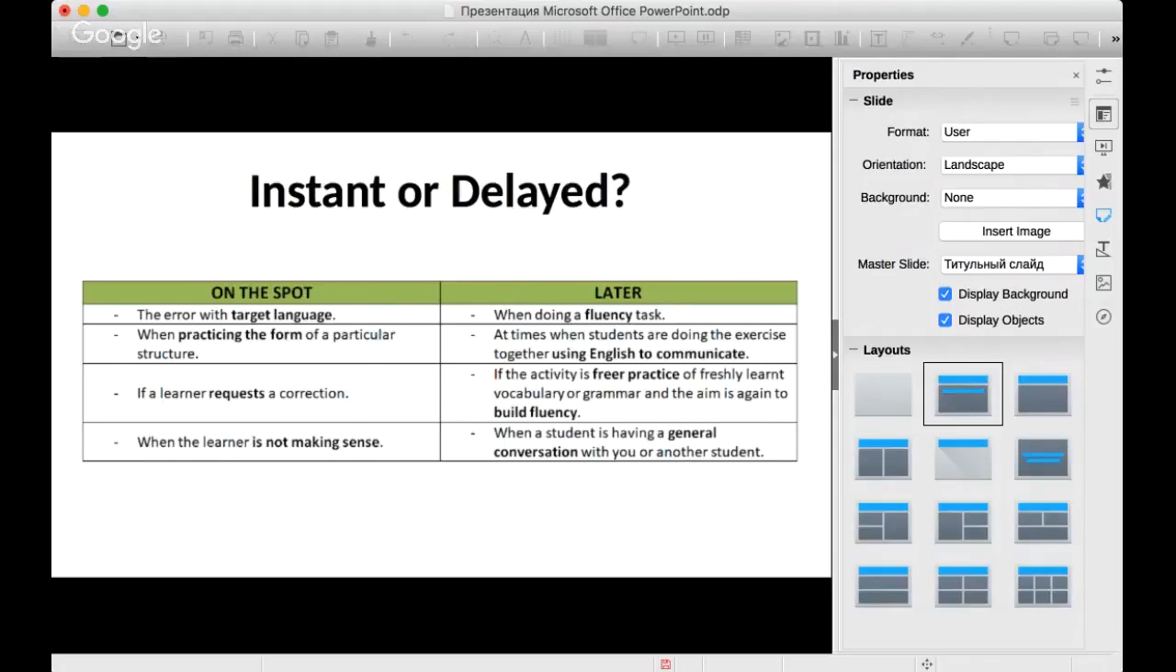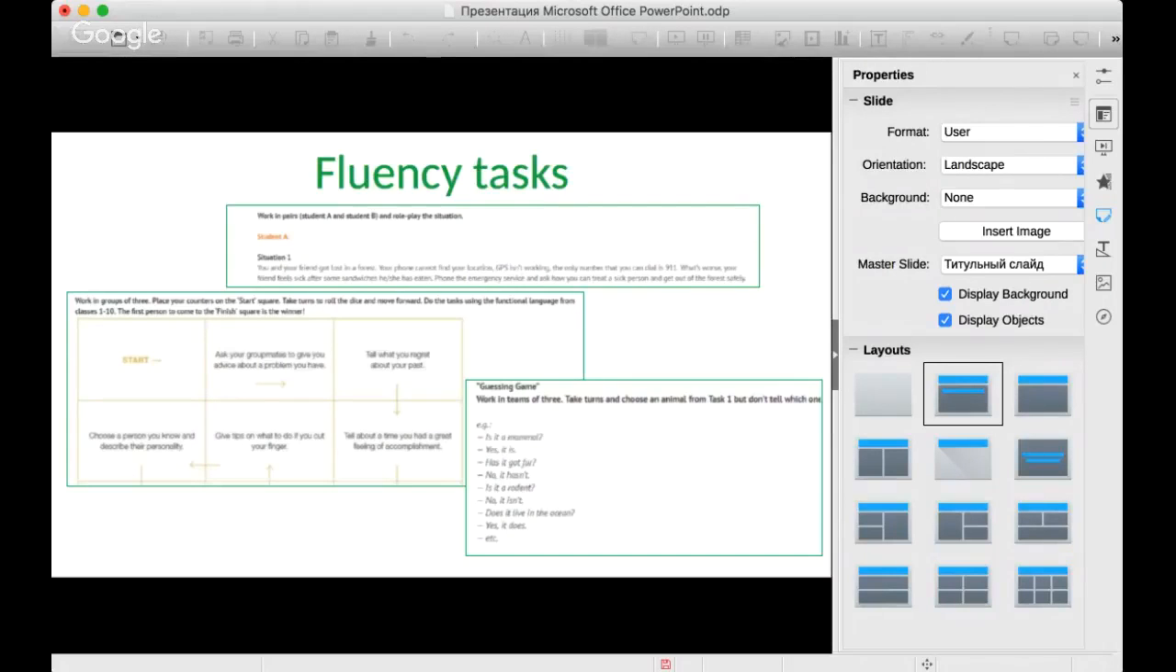So I have some examples for you of the tasks whose aims are to practice the fluency. So the first task you may see is just to work in pairs, role play the situation. It means that students have some roles, they need to build a conversation, and of course you don't need to stop your students every time when they make the mistake. You need to listen carefully, and only after they finish the task you need to draw their attention to some errors that they've made.